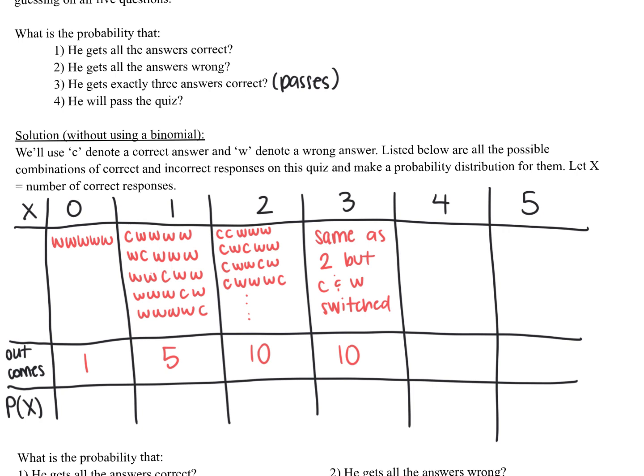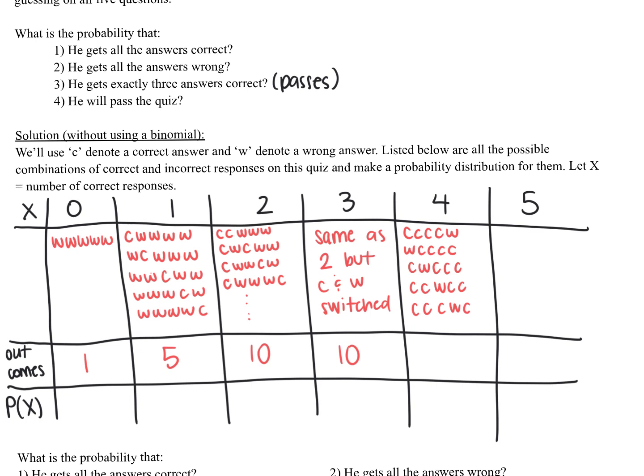For 4 of them correct, that one's a little bit easier because it could be that he gets the first 4 correct. It could be that he gets the first wrong and then the last 4 correct. And then we just basically move that one wrong answer down in the line.